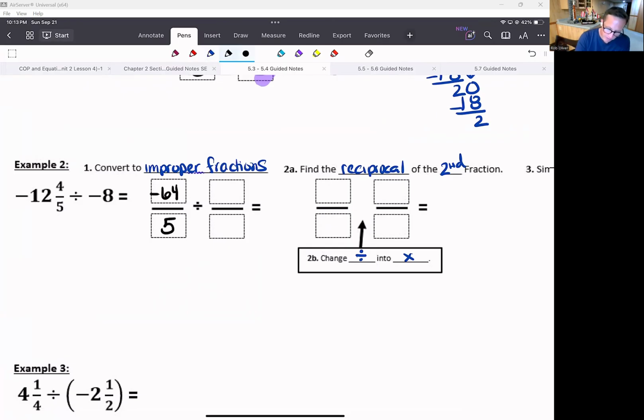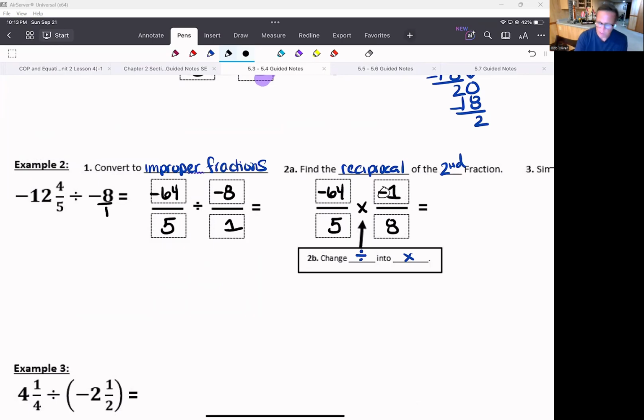fifths. All right, and we could just write negative 8 over 1, right? Negative 8 over 1, like that. All right, now keep the first fraction the way it is. Don't change it, don't flip it. Change division into multiplication, and then flip the second fraction. So I'm going to write negative 1 over 8.